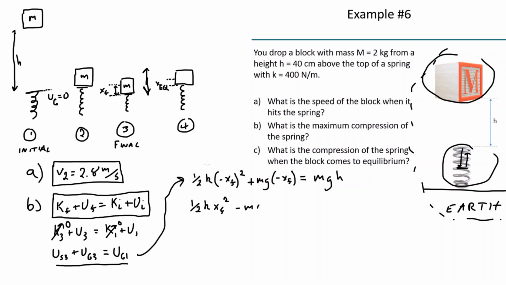Minus mg x final minus mgh equals 0. So this here is my A. This here is my B. And this whole thing is C. A is 1/2 K. K is 400 newtons per meter, so A equals 200 newtons per meter.